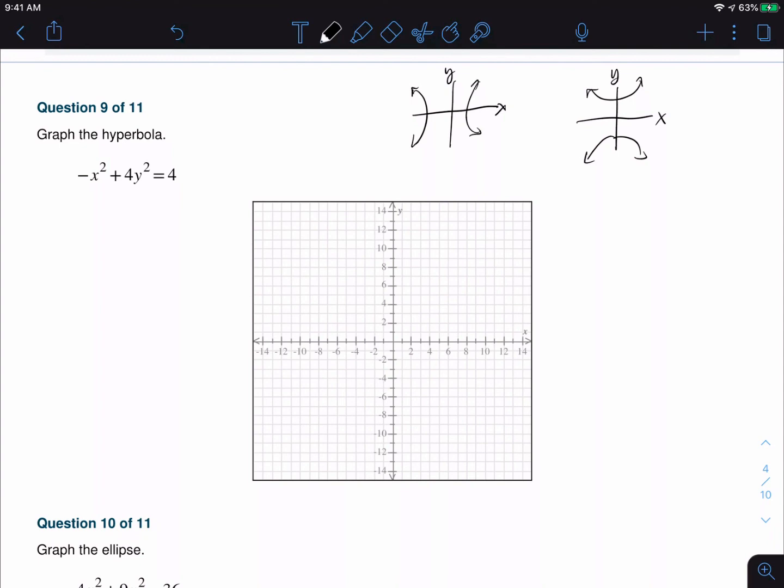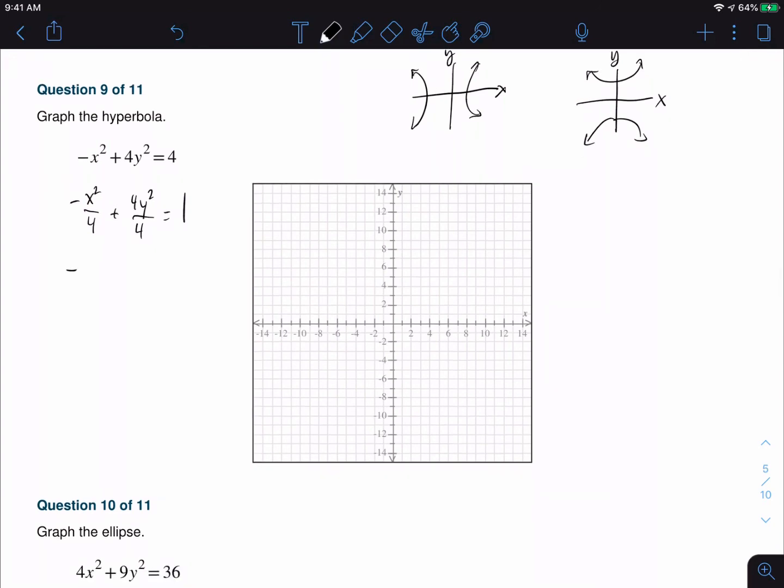So in this problem here, typically when we're dealing with hyperbolas or ellipses, we want the number that it equals to be 1. Okay? So in order for this to be equal to 1, what do I have to do? How could I get rid of this and make it a 1? I can't add or subtract, so I have to divide, right? So when I divide, I'm going to get a negative x squared over 4 plus 4y squared over 4 is equal to 1. Okay? And so what we're going to get is a negative x squared over 4 plus y squared over 1 is equal to 1.